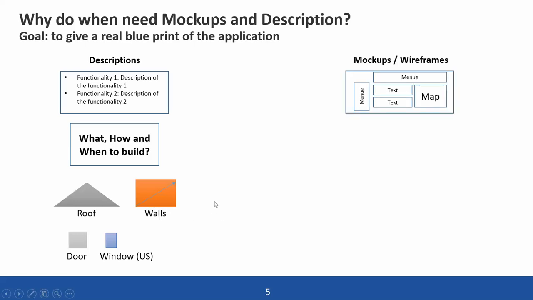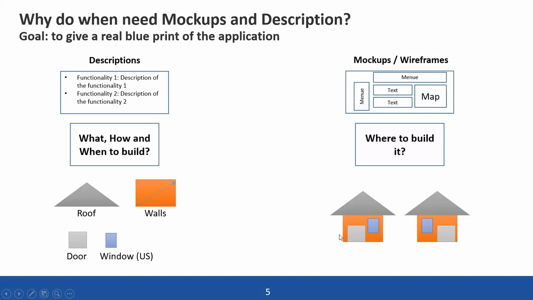And also, and this is important, you need mockups and wireframes, because it's more the question of where to build it. Even if you have described the elements, you have to put them together. In this example, you can see it's a difference if you put the window on the right side or the left side. But mockups alone are also not sufficient, because what is this window? Is it a US or a European window type? So you can see a requirement requires description and wireframes.